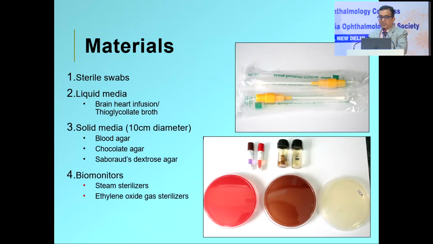OR surveillance can be done by anybody. You can train your OT nurse or OT technician to perform it, or if you have access to a microbiology lab, then their staff can also do the surveillance. For the surveillance, you need sterile swabs that you can see out here. Then you need a liquid media. Then you need some solid plates like blood agar, chocolate agar and SDA, and you also need some biomonitors.